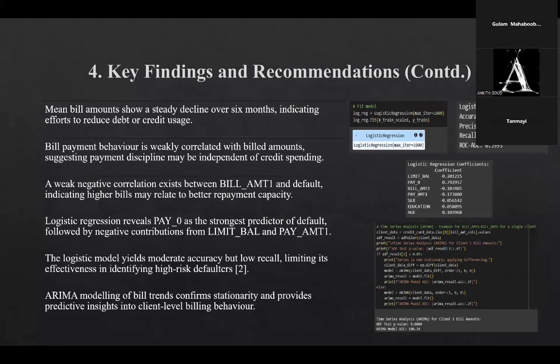Mean bill amounts decline over 6 months, indicating efforts to reduce credit usage. Bill payment behavior is weakly correlated with bill amount, suggesting payment discipline may be independent of credit spending. A weak negative correlation exists between bill amount and default indication; higher bills may relate to better repayment capacity. The logistic model has moderate accuracy, but low recall limits the effectiveness of identifying high-risk defaults.